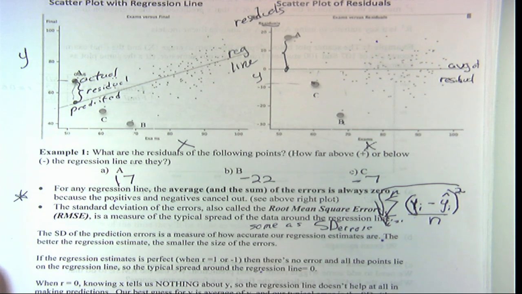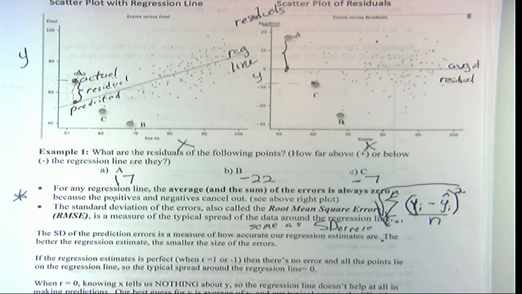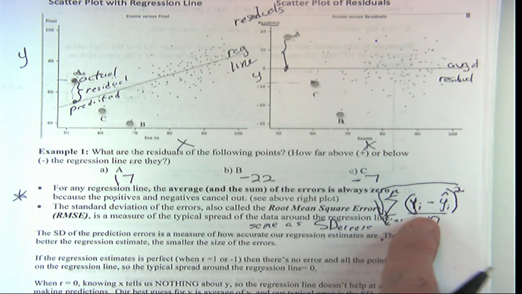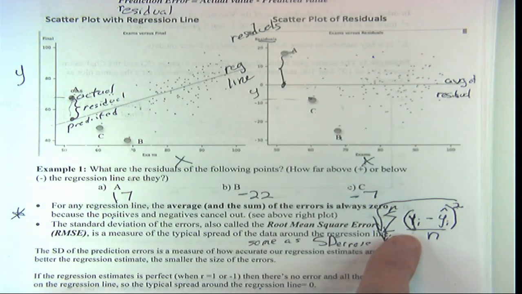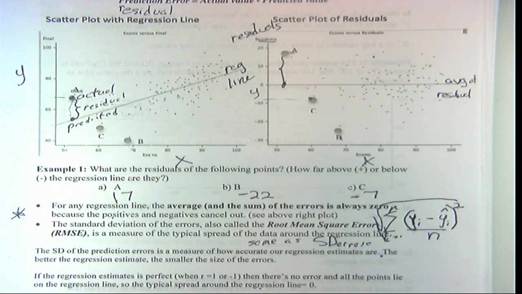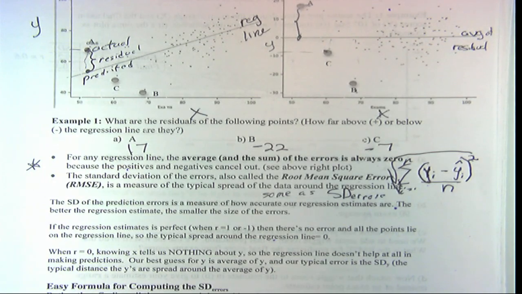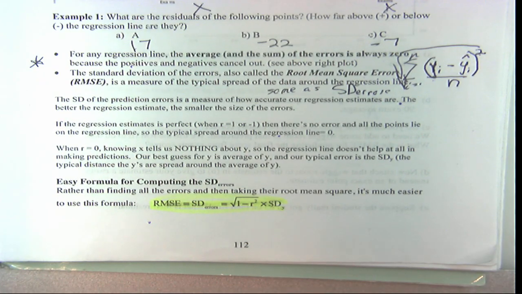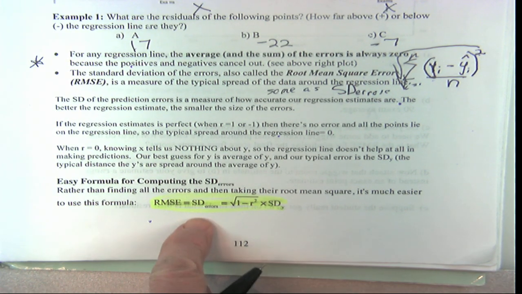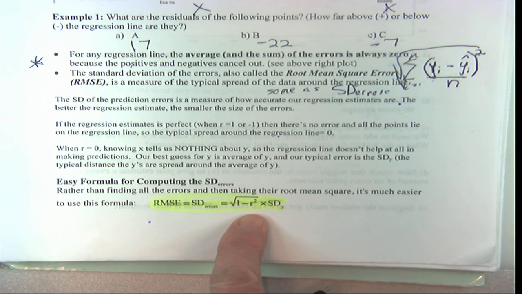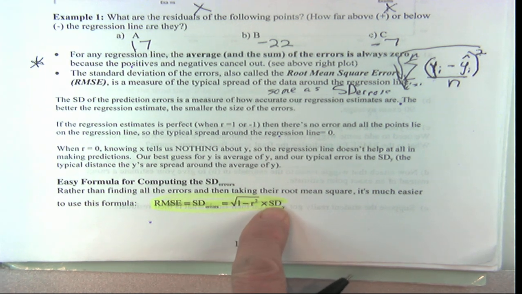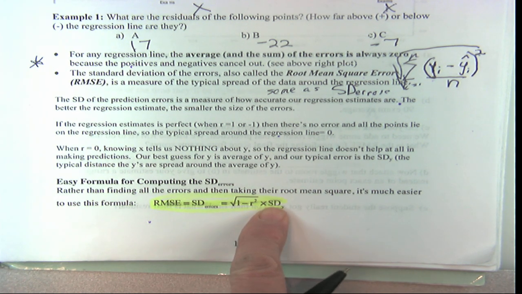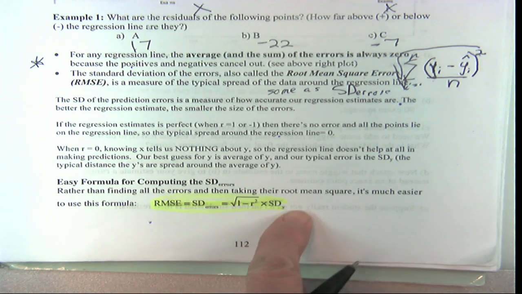Okay. And we've got this really nice formula for it, because can you imagine for all these points, there's like 100 points here, having to do this? Instead, there's a really nice formula that we're going to be using right here and at the bottom of your page. And what it says is that the standard deviation of the errors is related to the correlation coefficient, and it's related to the spread of the y values. Okay, those two things.